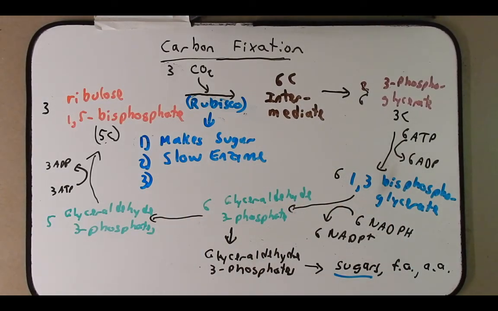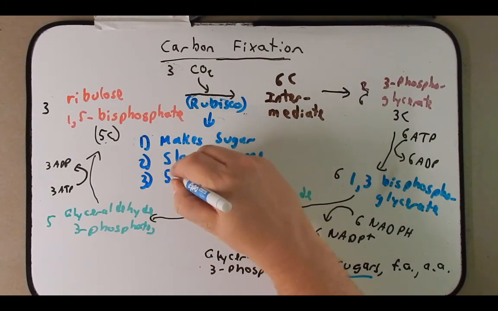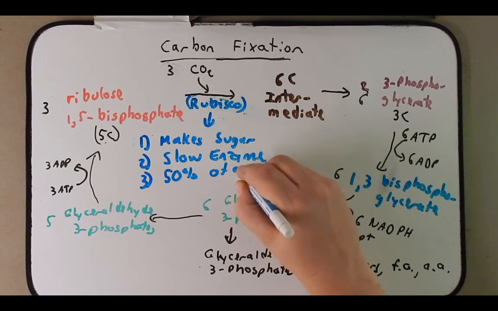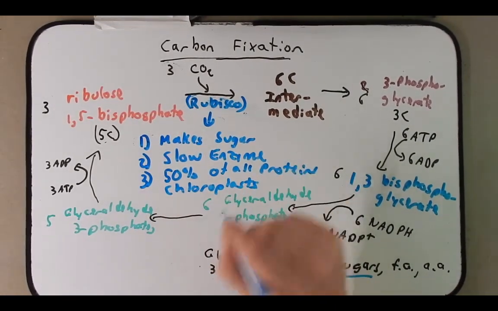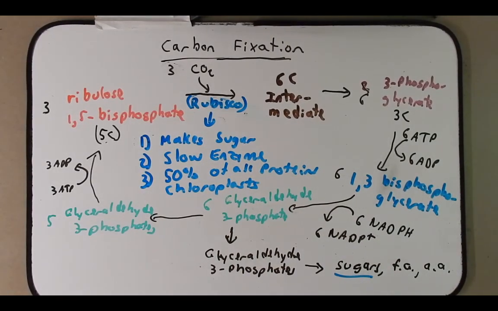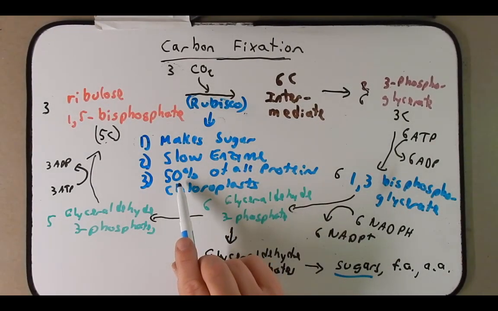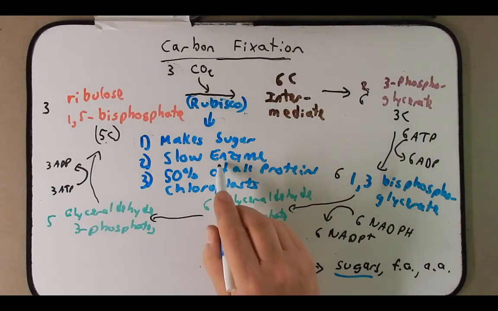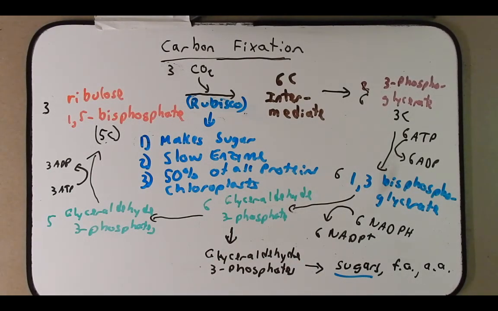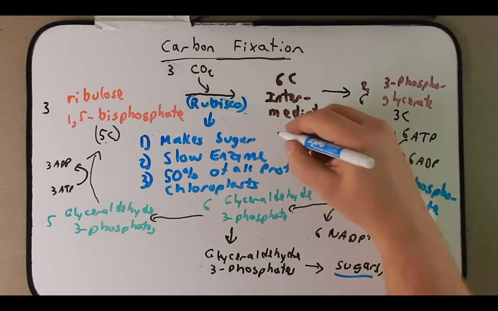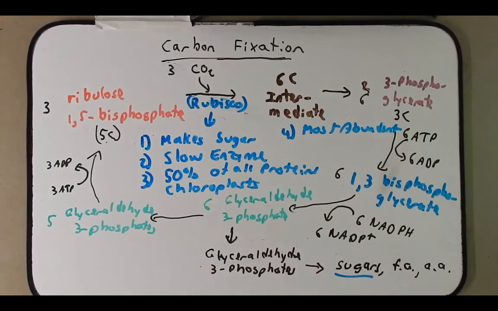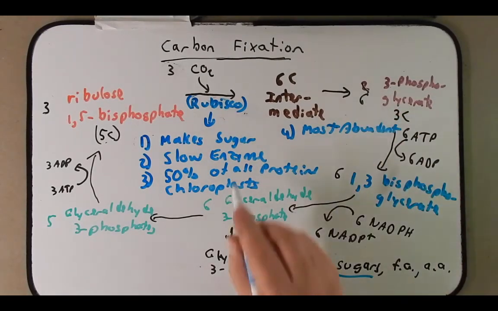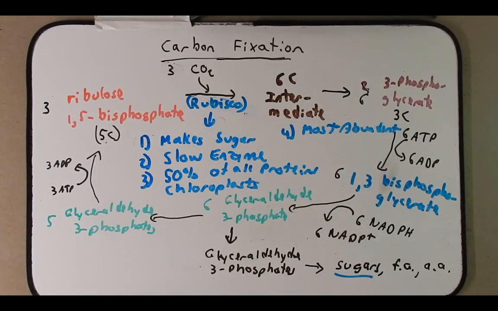So the way it makes up for that is that Rubisco is roughly 50% of all proteins found in the chloroplast. There's a lot of proteins, a lot of enzymes in the chloroplasts, but roughly 50% of all of that is Rubisco. So it's slow, but it's mighty. There's a lot of it there. It is also, I guess I have to put it over here, the most abundant protein on Earth. So it's a slow one, but it's the most abundant.